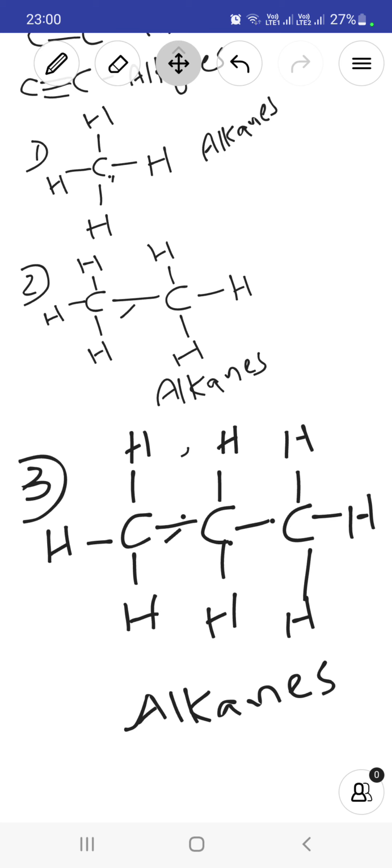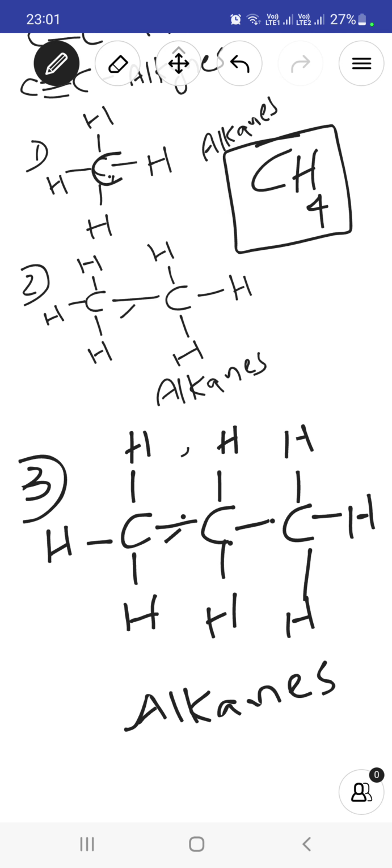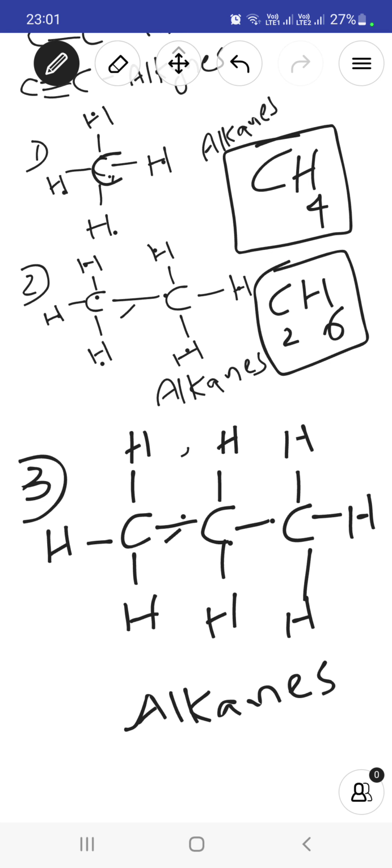As I have already drawn, the first compound contains only one carbon atom and 4 hydrogen atoms, so we can write it as CH4. What about the second compound? It contains 2 carbon atoms and the number of hydrogen atoms is 6, so we can write C2H6. And the third compound contains 3 carbon atoms and the number of hydrogen atoms is 8, C3H8.